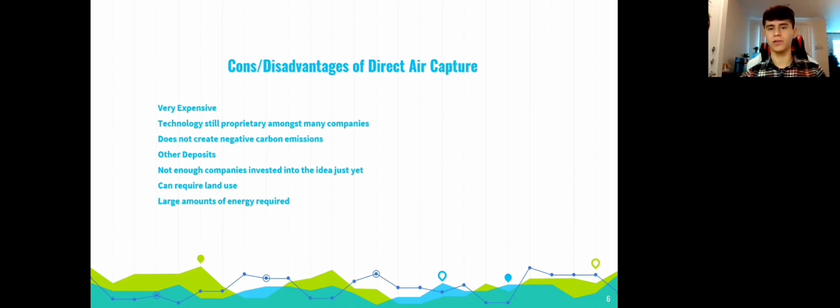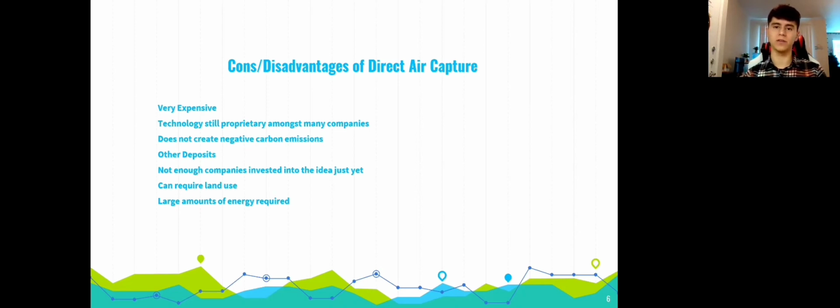And then again, large amounts of energy required. This goes back into expenses, where large amounts of heat or electricity still need to be used for this process to work. And if we're not careful, depending on the energy source used, we can create more emissions than what we put back into the earth.